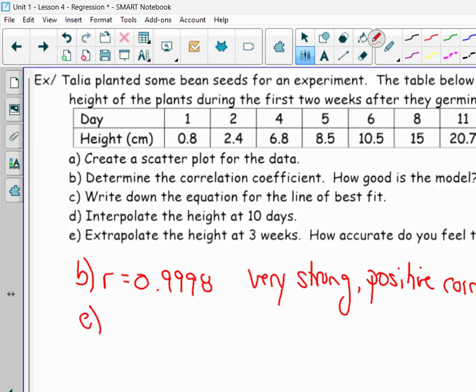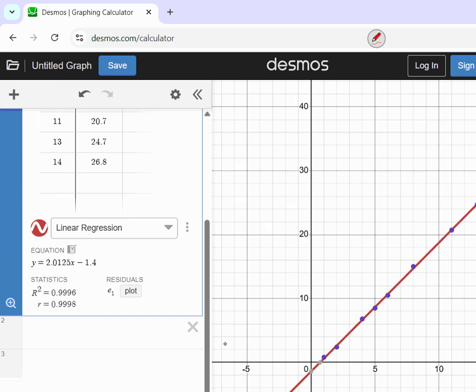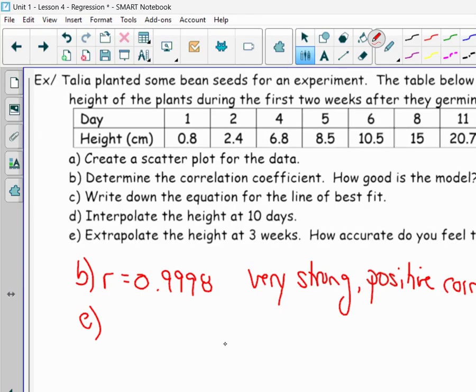Okay, part C, write down your equation. So we're just going to copy it off of here. So y equals, and give me 2 decimals, so 2.01x minus 1.4. Again, this is telling us that the height is 2.01 times however many days go by, but then you have to subtract 1.4. So it's giving us a nice equation we can use to extrapolate, interpolate.